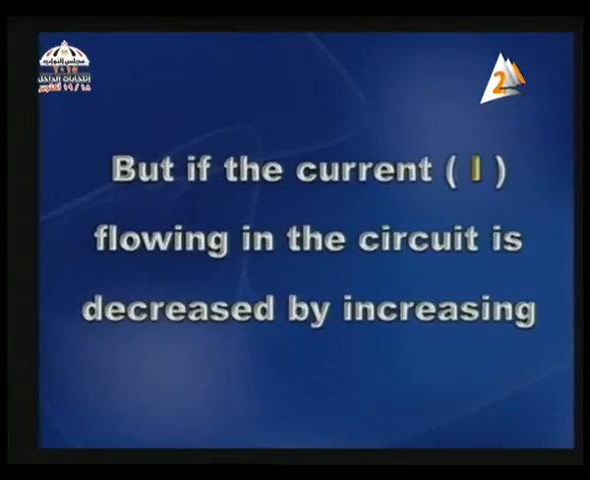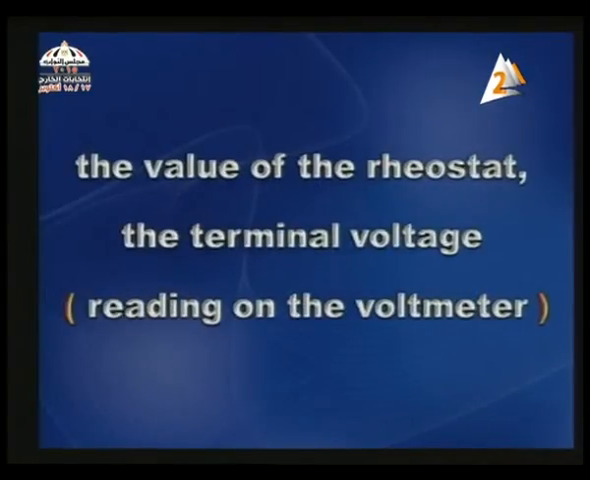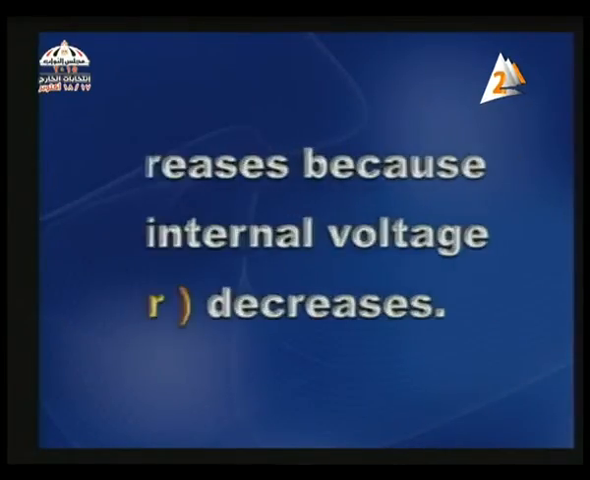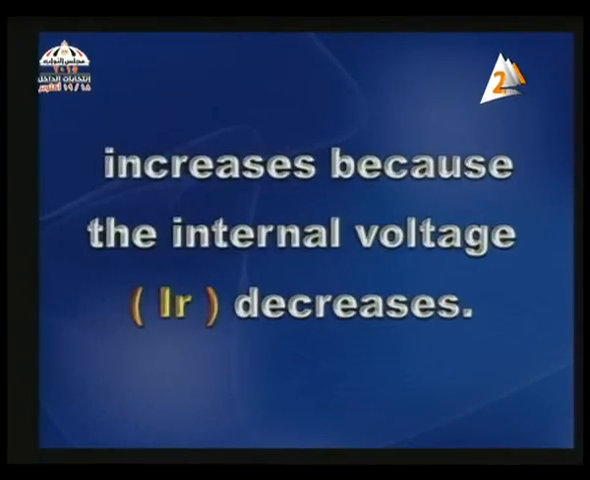But if the current flowing through the circuit is decreased, the question is how? If the current is decreased by increasing the value of the rheostat, the terminal voltage, the reading on the voltmeter, increases, because the internal voltage, which depends on the current, decreases.